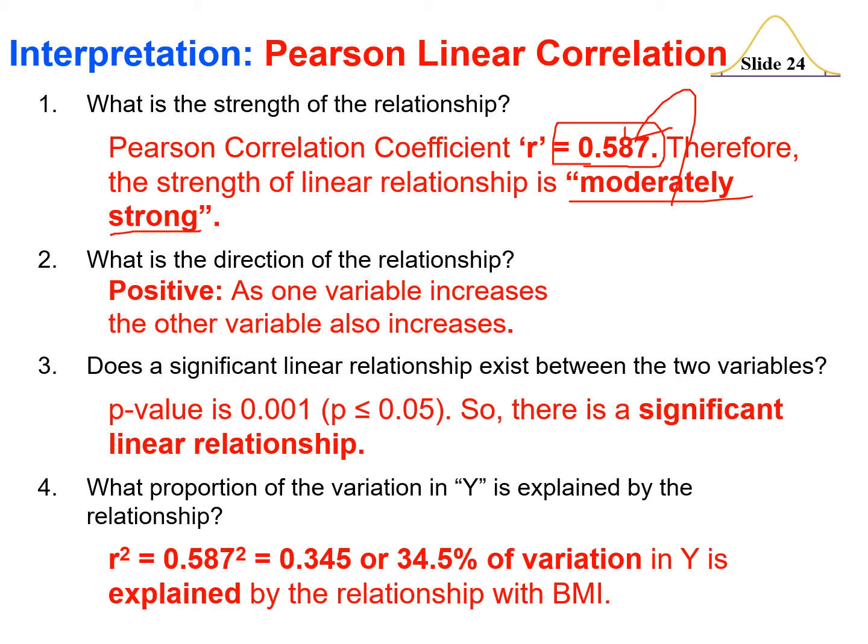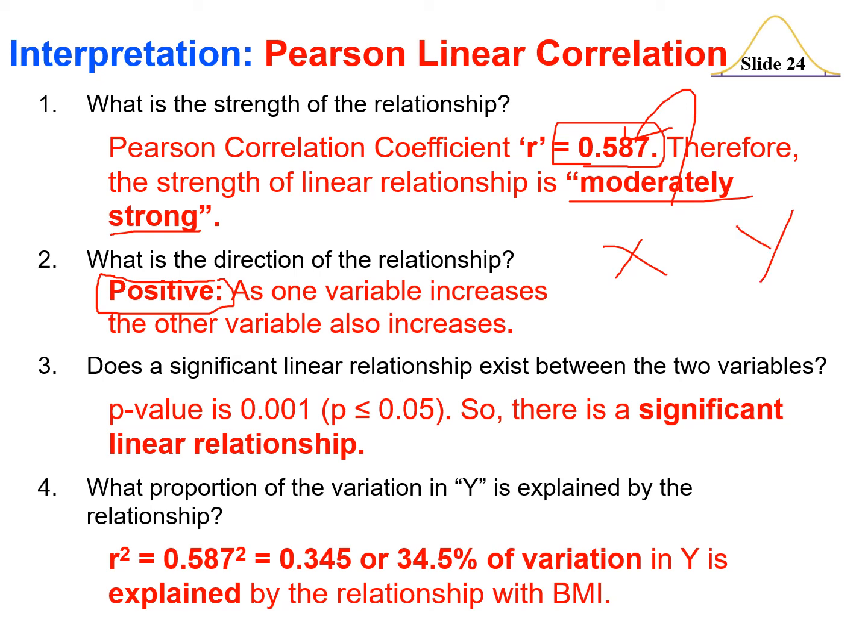Second, what is the direction? As the sign is positive, we have a positive correlation. The direction is positive correlation. It means that as one variable increases, as x increases, where x is body mass index, the other variable, which is blood sugar y, also increases.